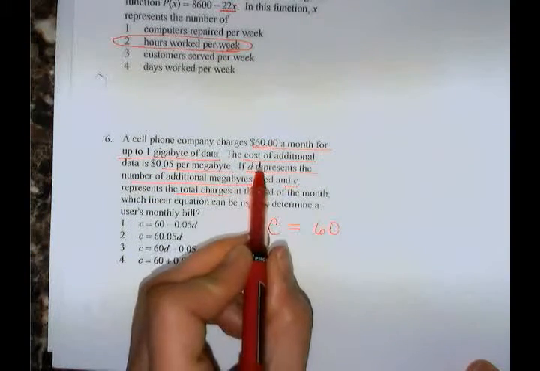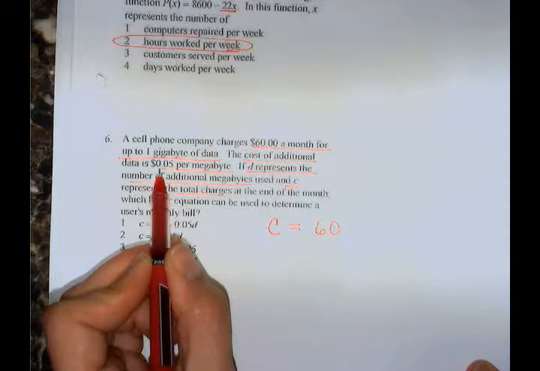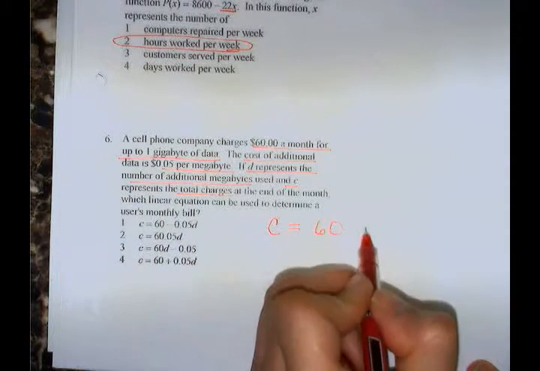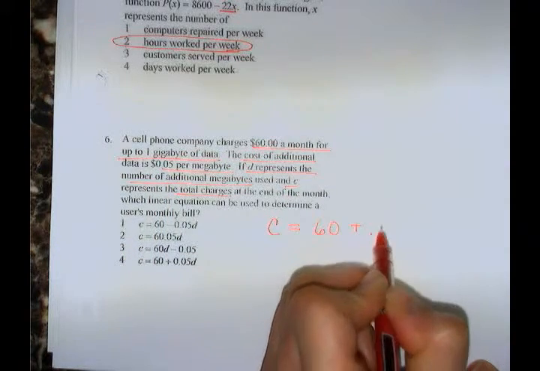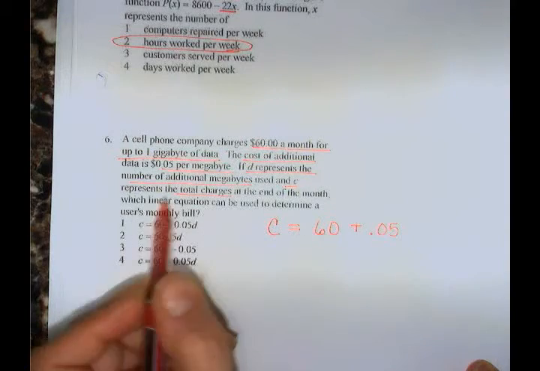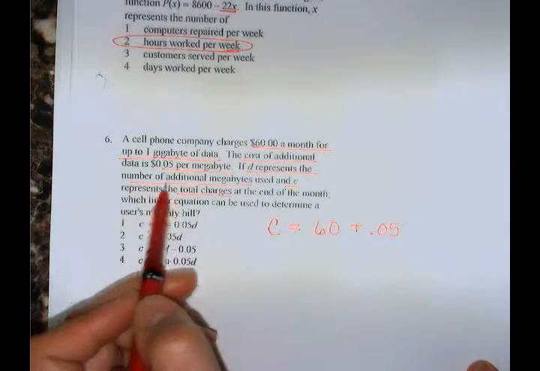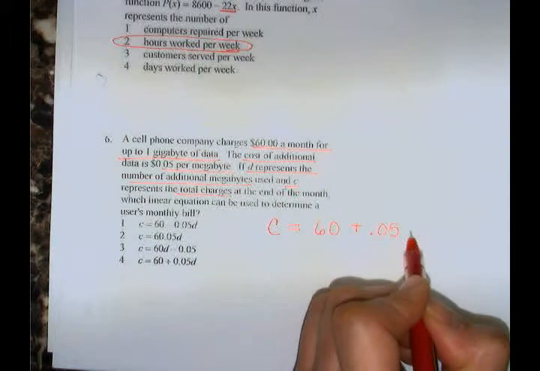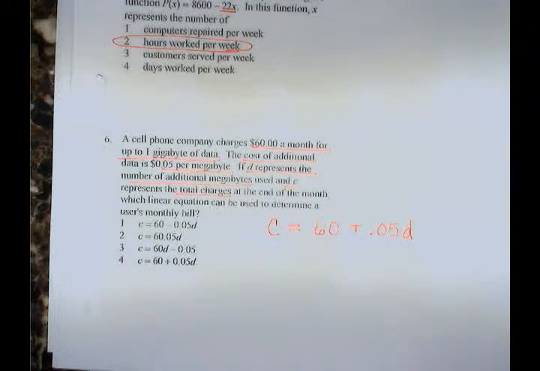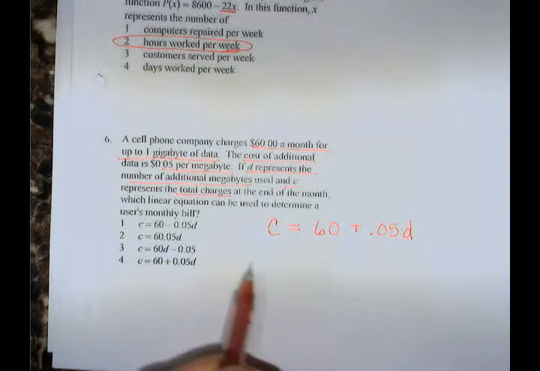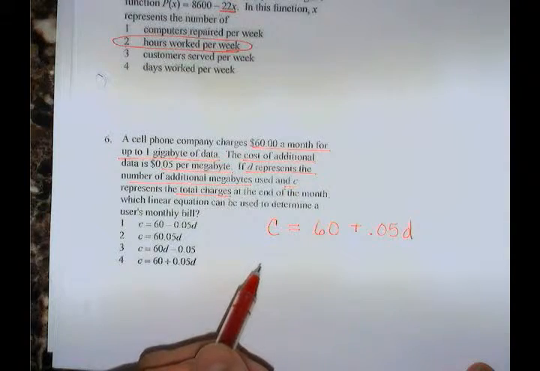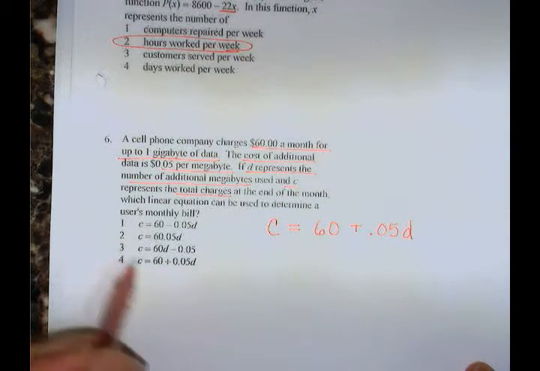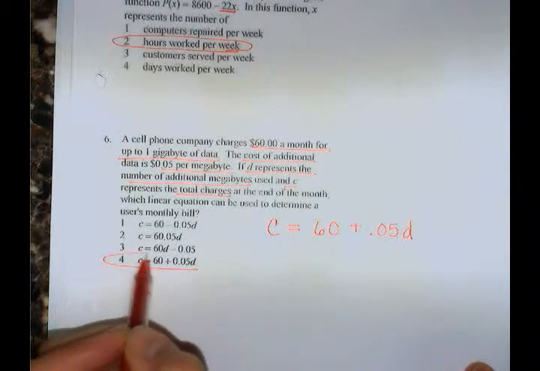The cost of an additional data is 5 cents per megabyte. So then I'm going to add that 5 cents per megabyte, and that will depend on the number of additional megabytes, which in this case they're telling you is represented by D. So we're going to multiply that by the rate of 5 cents per megabyte. Now let's see if we have our equation here. I look. Yep, there it is, number 4.